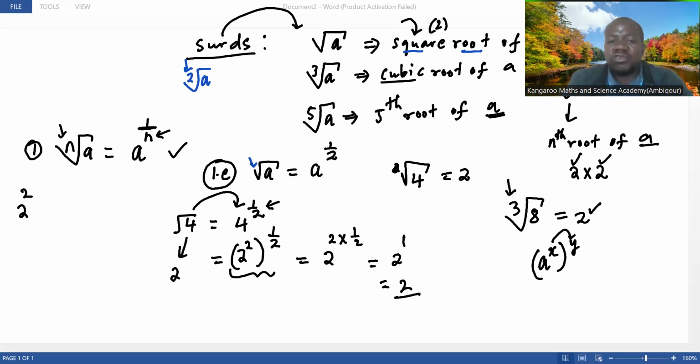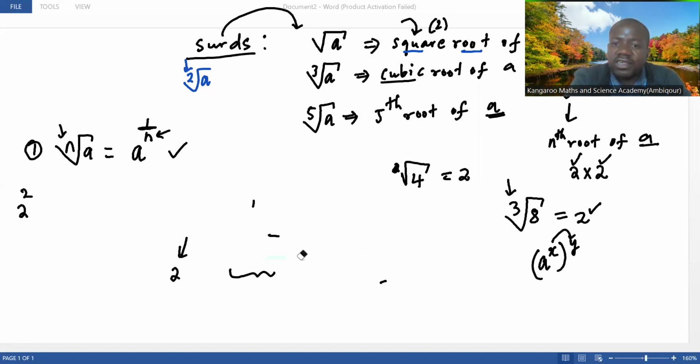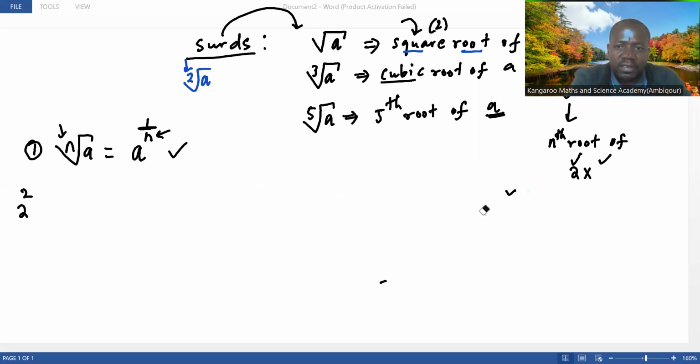So you must know that the square root of a is just a to the exponent of half. Very important. And this does not apply to the square root of a only. It can also be applied to the fifth root, the third root. It depends on what you are given. Very important in exponents and surds. So these are important when you're dealing with surds.